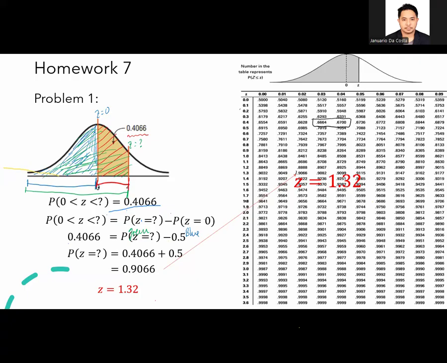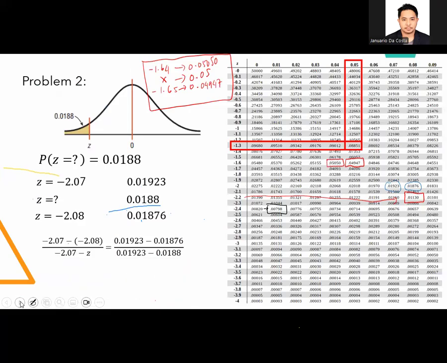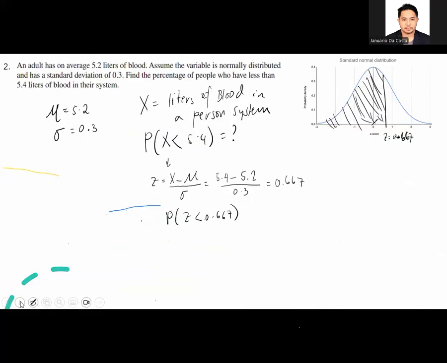0.43. I'm just going to use 0.43. Yeah, you can do interpolation to get the exact value, but 0.43. Okay, so that means the area of this is equal to probably 0.43 or approximately 43%.